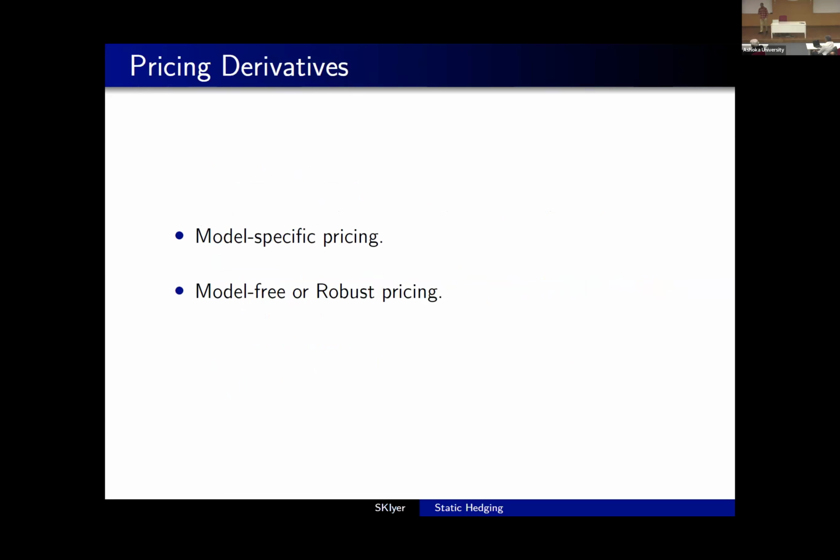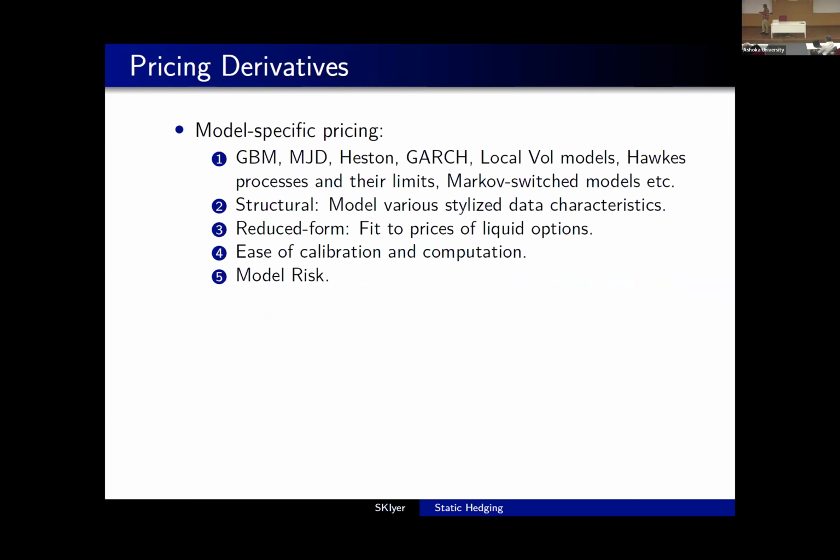So in pricing, there are two approaches one can take. One is model-specific pricing, and another approach is model-free or robust pricing. In model-specific pricing, what one does is one assumes a particular model, such as the geometric Brownian motion, or the Merton's jump diffusion, or you can have stochastic volatility models, such as the Heston's model, time series models like the GARCH. There are local volatility models.